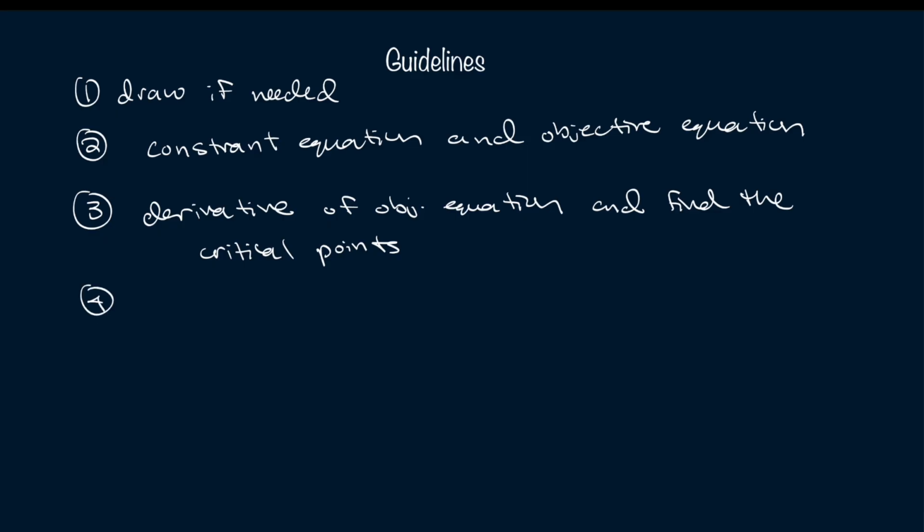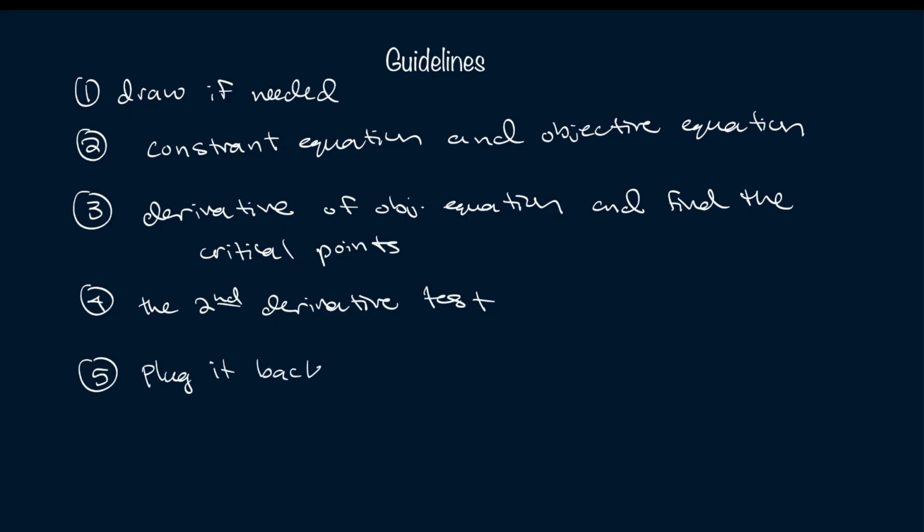Number 4, we are going to do the second derivative test, so we can make sure that if we're looking for a max, that's what we're properly finding, or if we're finding a min. And then number 5, we are going to plug it back in, and from there we should be able to find our values really easy, whatever else we're looking for.